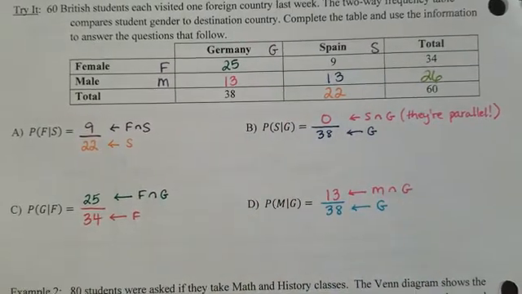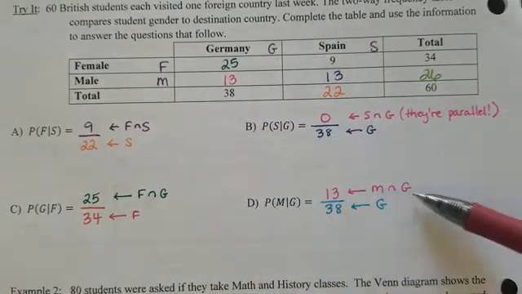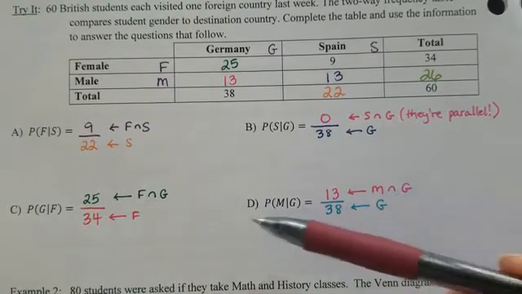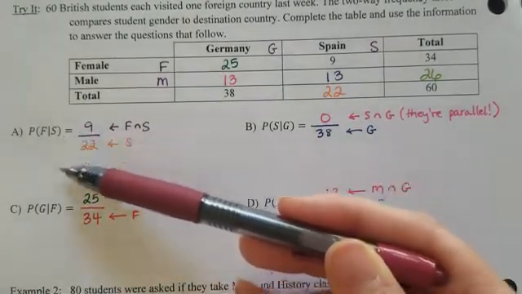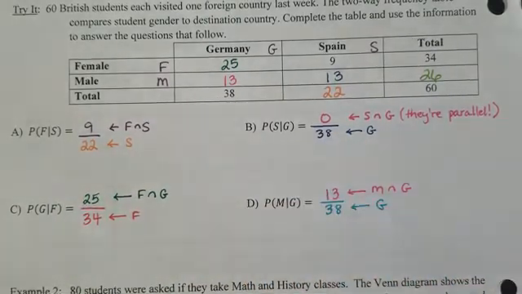So take a look carefully. Remember that the numerator is always the overlapping region, and the denominator is always the total of whatever was at the end of the expression. So in this case, Spain, in this case, females, and in both B and D, Germany.